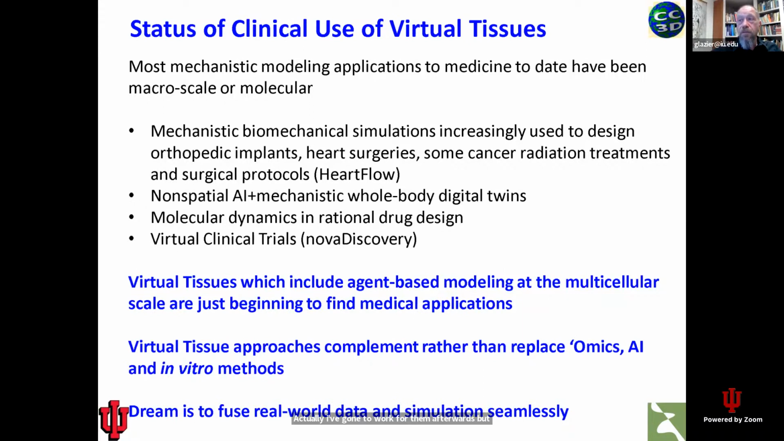But again, this kind of virtual tissue modeling that we're doing with cells as our active agents is just beginning to find medical applications. The Moffitt people, I think, are an example of that. There are others. And I think it's important to remember that these kinds of approaches are complementary to omics, AI, continuum modeling, in vitro methods. Ultimately, we want to put them all together.